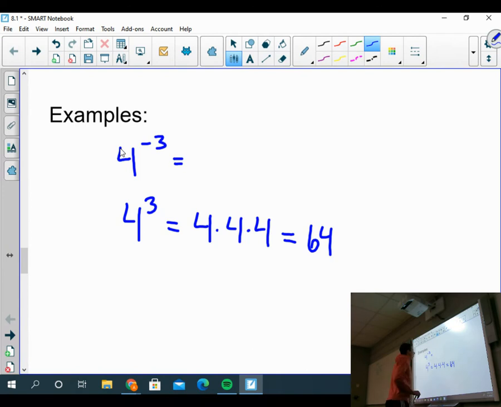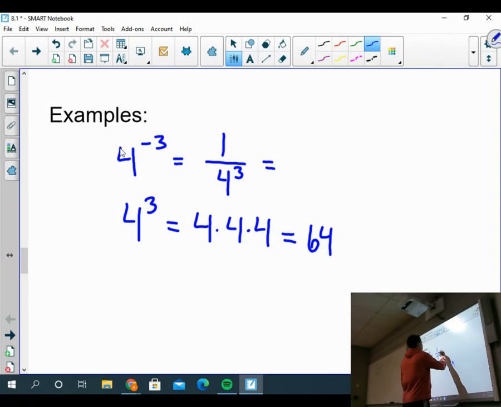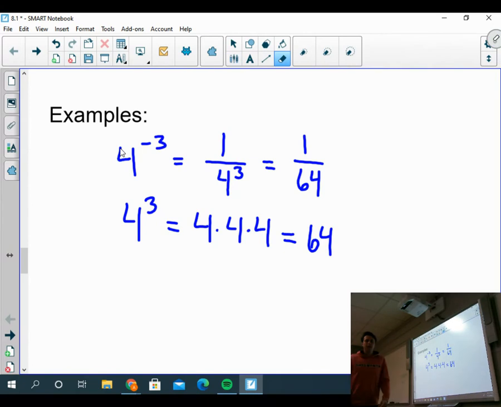So what we do to undo negative exponents, or rather not undo them, that's not the correct term, but to get rid of the negative exponents and replace them with positive exponents, is we write them as fractions under 1. By taking 4 to the negative third and putting it in the denominator of a fraction under 1, it gets rid of the negative exponent. And so we will quickly find out that 4 to the negative third is 1/64.